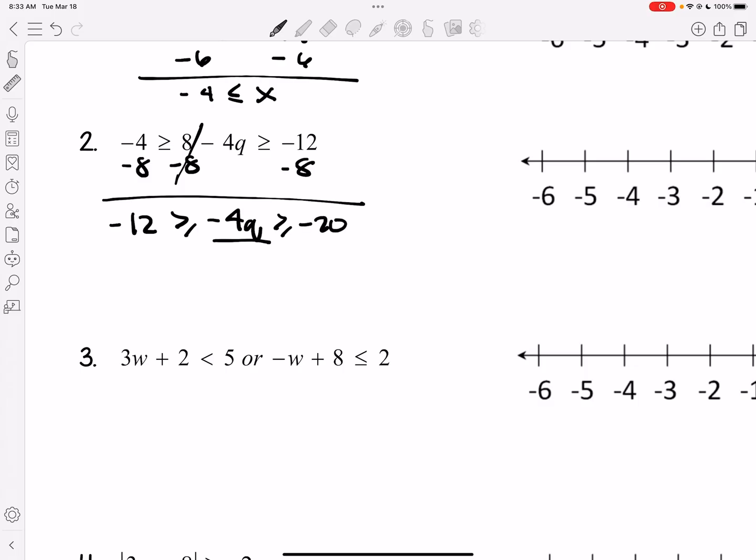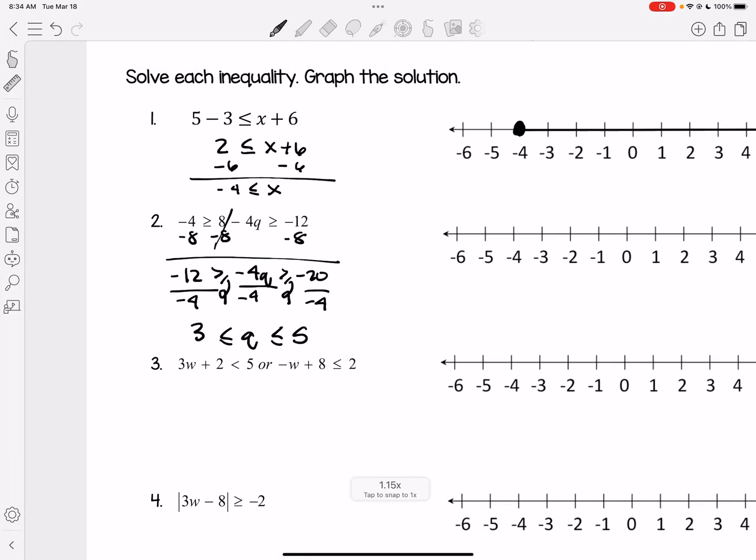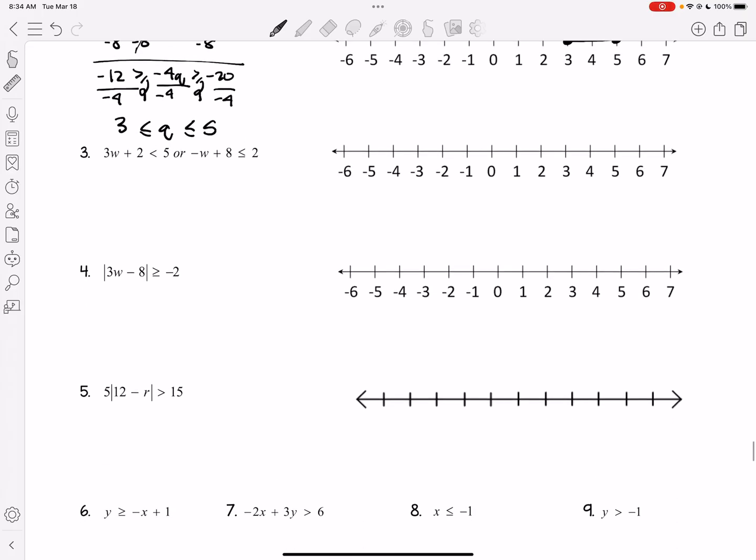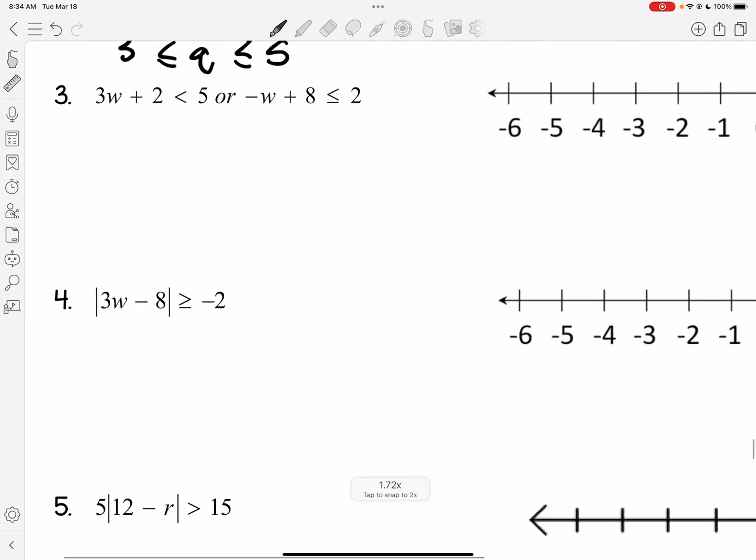Then from here, I'm going to divide by negative 4. And when I divide by a negative, remember that flips the sign right here. So I get 3 is less than or equal to q, less than or equal to 5. Remember, since q is in the middle, that means I care about everything in between. So I do a closed dot at 3, closed dot at 5, and I care about all of the stuff in between.